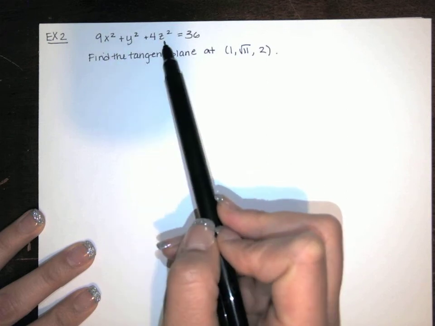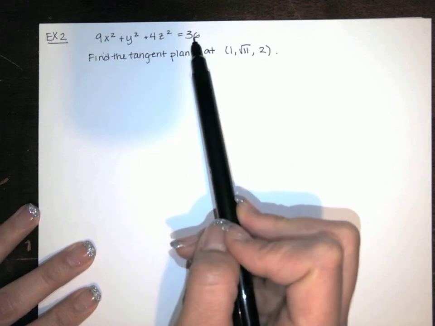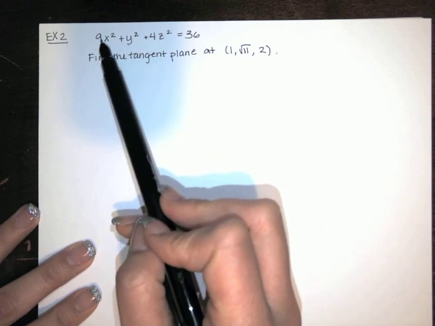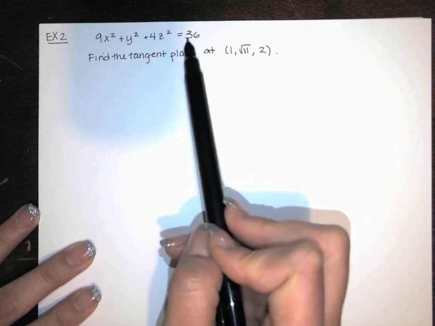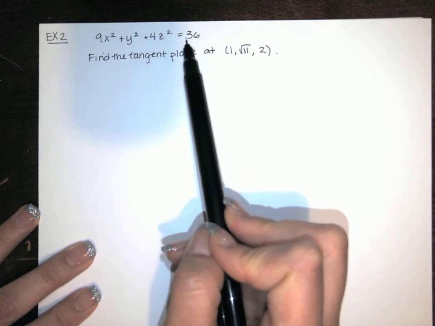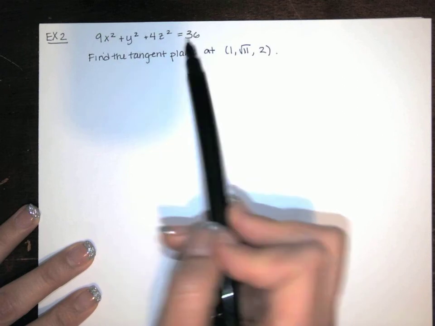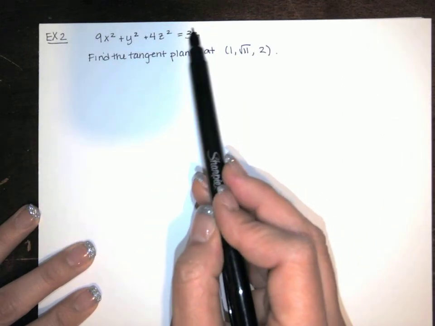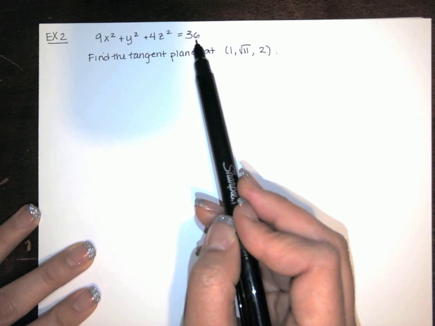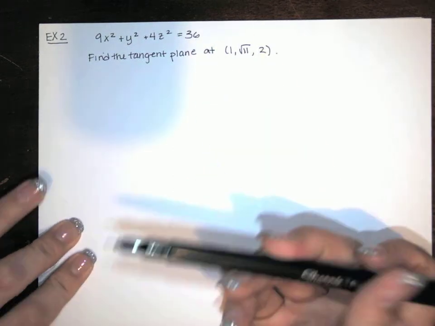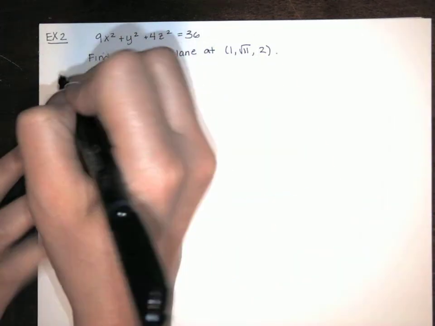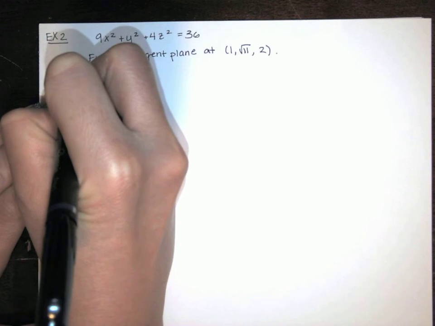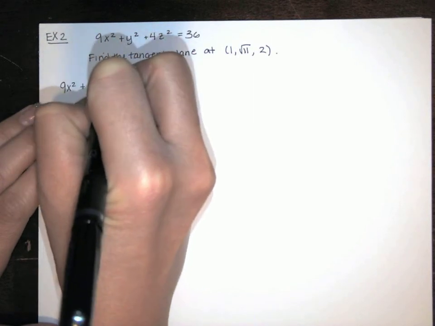All 3 are positive, and we have a 36 on the right-hand side. So since all 3 are squared and all 3 are positive, and we've got a constant over here, this is an ellipsoid. We know that. We just have to rearrange it so it looks more like an ellipsoid. The formula for the ellipsoid had a 1 on the right-hand side, so we'll divide both sides by 36 to write the equation in standard form. It will just make it a little easier for us to graph.